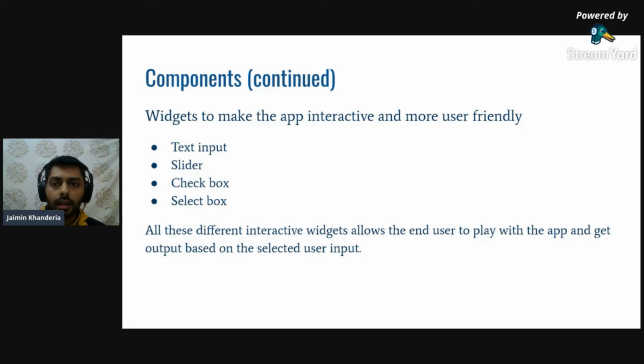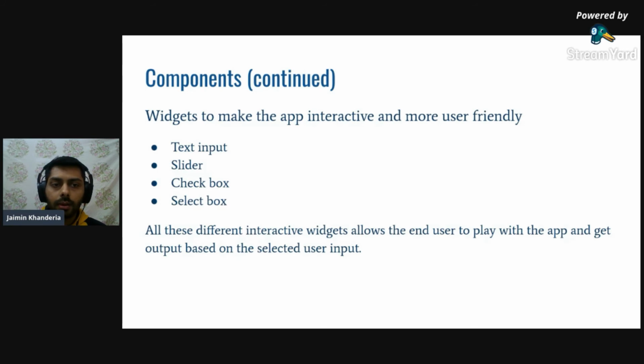Second is the slider. As we have seen in the videos earlier, slider is a widget where the user can select a value between the minimum and maximum range provided by the developer. Next widget is the checkbox. Checkbox is like an on and off switch, which allows the developer to execute a piece of code based on a condition.